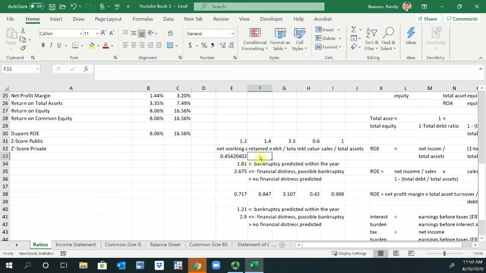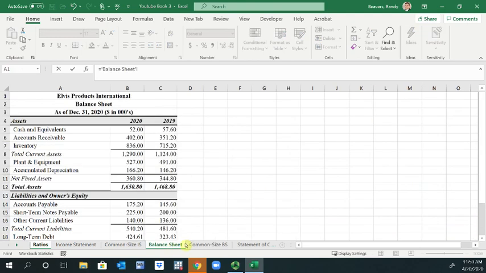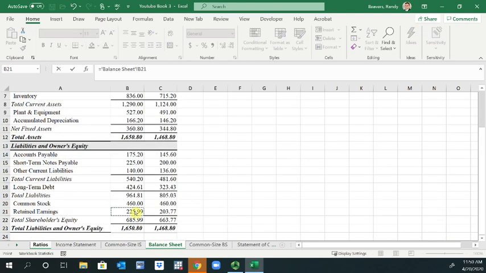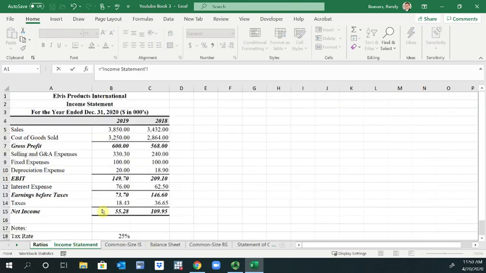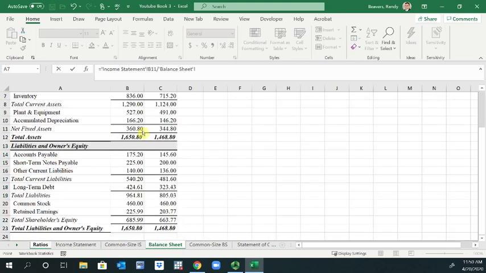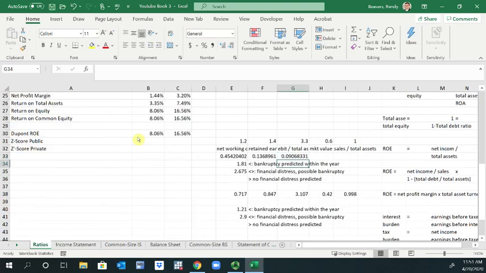The next number is retained earnings over total assets. So that'll be equal to balance sheet retained earnings divided by total assets. Then we have earnings before interest and taxes divided by total assets. So equal, go into the income statement, EBIT divided by balance sheet, total assets.